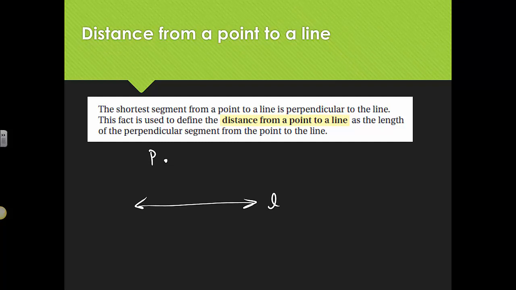Essentially, what this says is the distance from a point to a line is the length of the perpendicular segment from that point to the line. So while you may be able to draw several different segments from the point to the line, this one is always going to be the shortest segment.